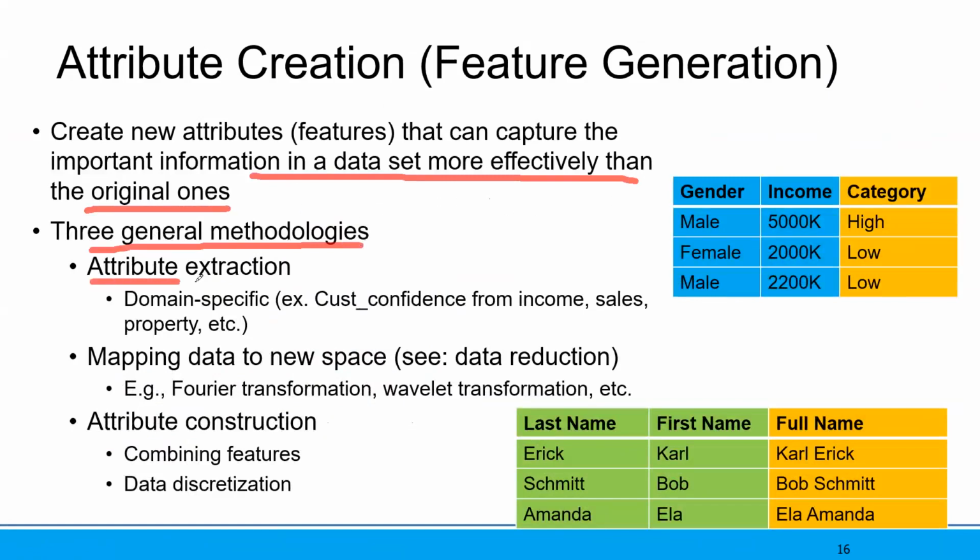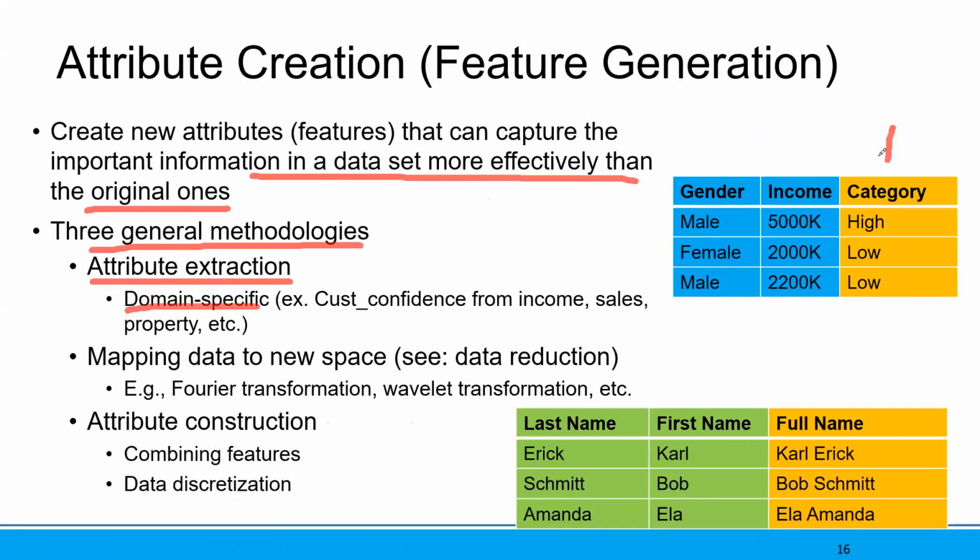First, we can extract the attribute. It is domain specific, very specific. For example, I want to know from the income, maybe I'm not sure what is the meaning of 5,000K, 2,000K, 2,000, 2,200. So I would like to make some new attribute.